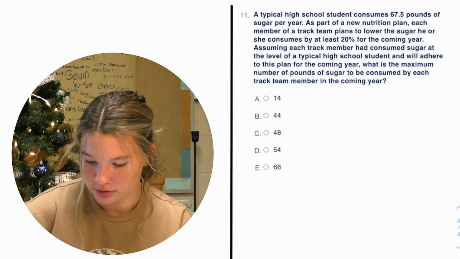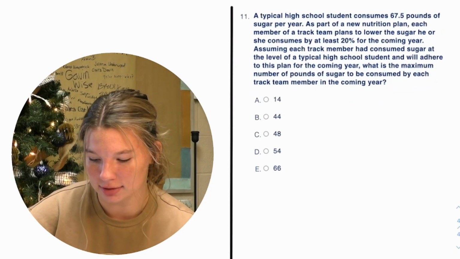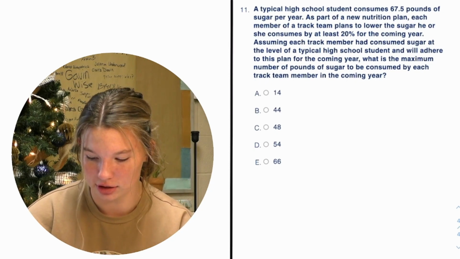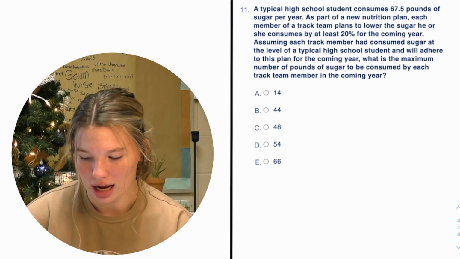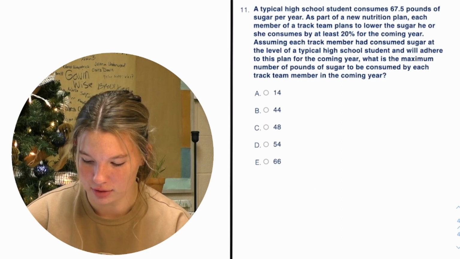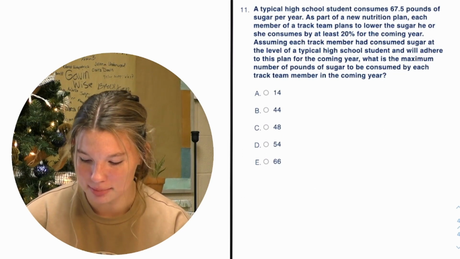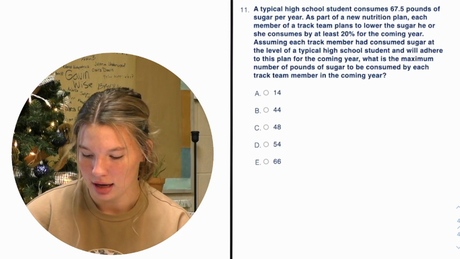Our final question for today is, a typical high school student consumes 67.5 pounds of sugar per year. As part of a new nutrition plan, each member of the track team plans to lower the sugar he or she consumes by at least 20% for the coming year. Assuming each track member had consumed sugar at the level of a typical high school student and will adhere to this plan for the coming year, what's the maximum number of pounds of sugar to be consumed by each track team member in the coming year?